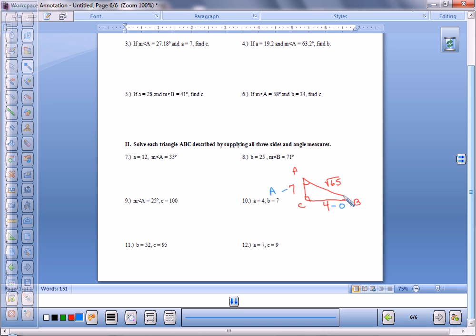So let's look at this. Which trig ratio involves the opposite side and the adjacent side? Tangent. TOA. So we're going to do tangent of angle A, because we picked it, is a ratio of 7 over 4.